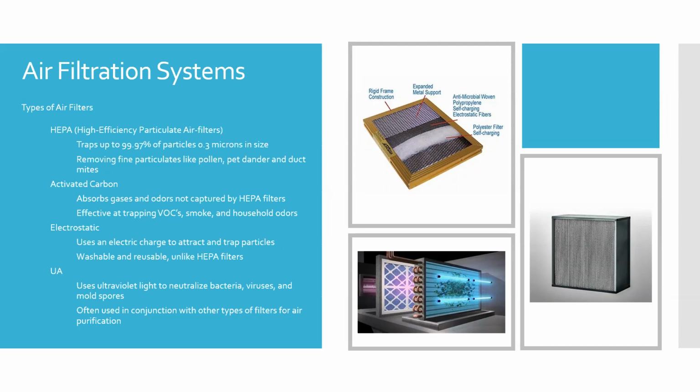And then you also now have activated carbon. Those are harder to find. I think most of those you'll have to order online. They may have some in the big box stores. But these are used to absorb gases and odors not captured by the HEPA filter, so trapping VOCs and smoke and various household odors. So using a HEPA and an activated charcoal or activated carbon filter in conjunction with each other, you've got two birds with one stone. You're taking care of everything at one time.